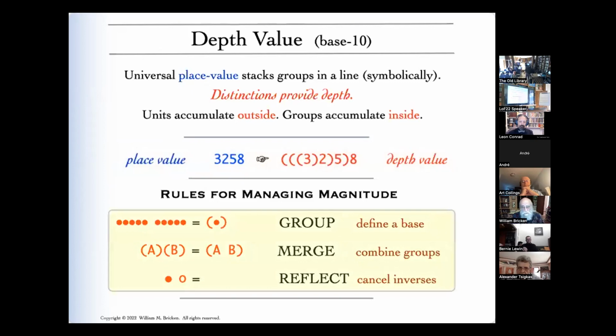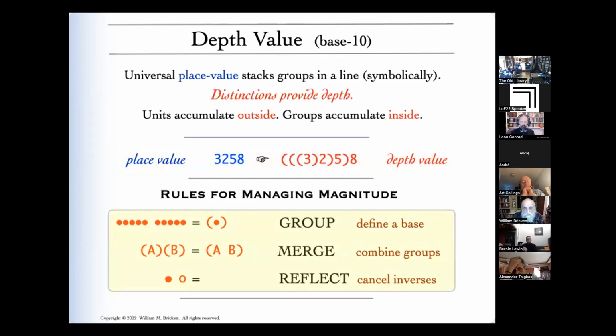Now we need 3 tools to manage magnitude. We make groups of a specific size. That's called the base. We all use the base 10 system. That means 10 on the outside is the same as 1 on the inside. Boundaries multiply contents by 10, or more generally by any base that we decide.